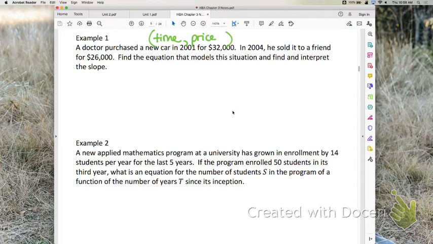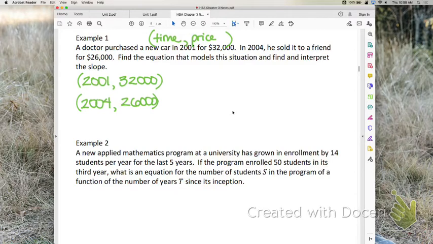So if time is my X and price is my Y, what's one point that I could write down? 2001. Okay, that's 1 point. Second point. 2004, 26,000. And once you get that information out of there, then you're just writing the equation of a line like normal, right? Find your slope, go to point slope form.